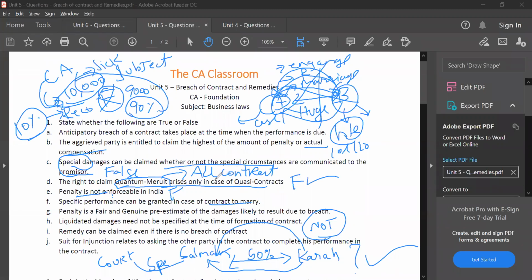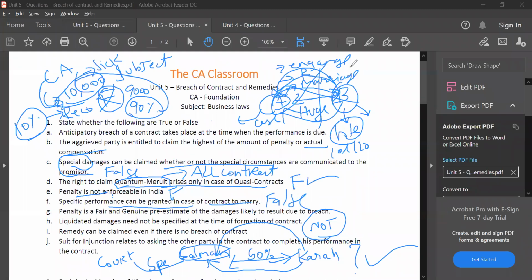Yes, suit for injunction is also fine. You can get an injunction order asking Salman Khan not to act in any other movie until you complete acting in this movie. That is also fine. You can claim any remedy you want. But in this marriage case, you cannot claim specific performance. You can only claim for damages. Therefore, answer to 6 is F is false.